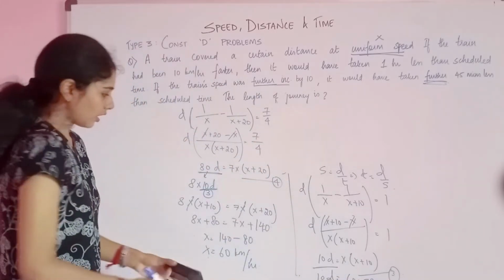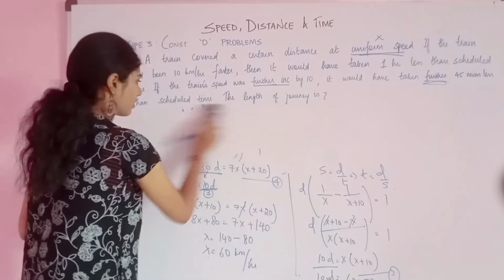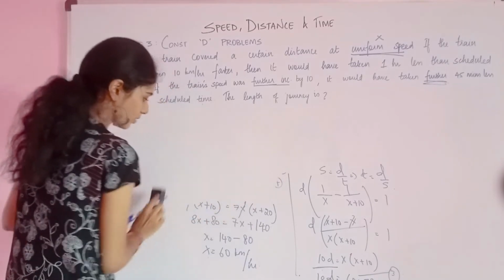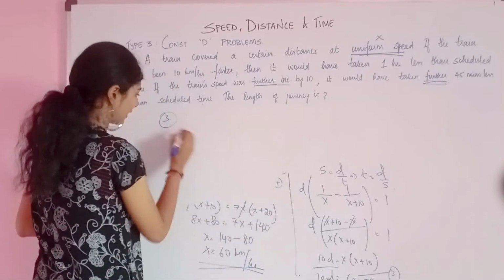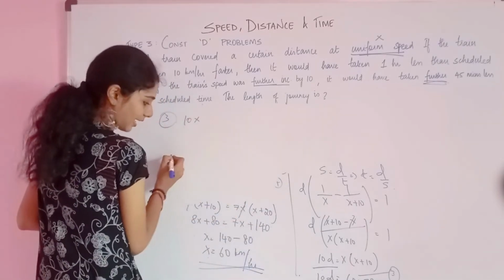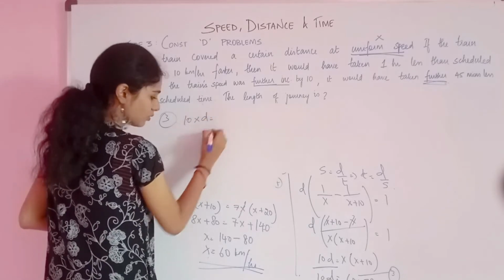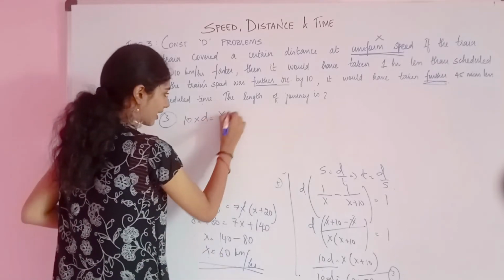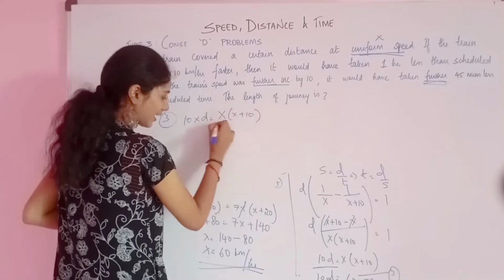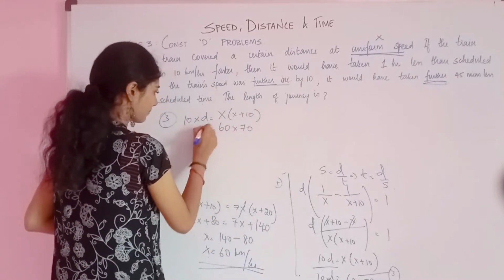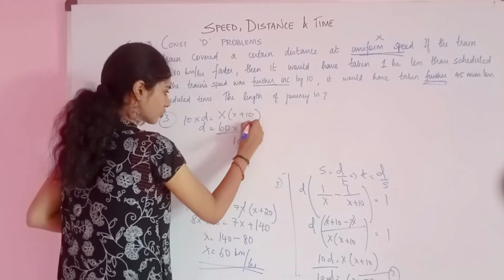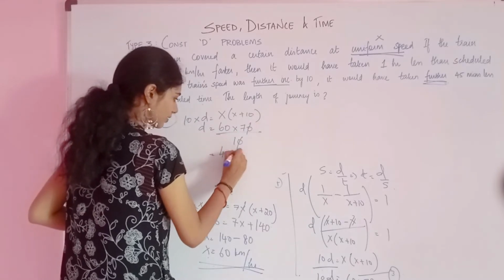So 10d is equal to 60 into 70. We get it from equation 3. Substituting the value of x in equation number 3, what do you get? 10 times d is equal to x into x plus 10. We have calculated that x is nothing but 60. So it is 60 into 70 divided by 10. So your answer is 420 kilometers.